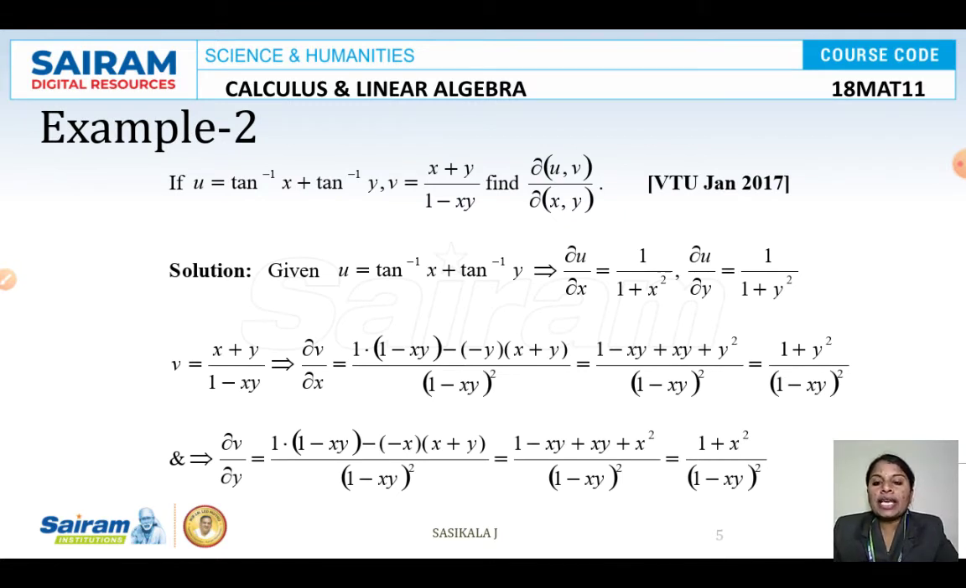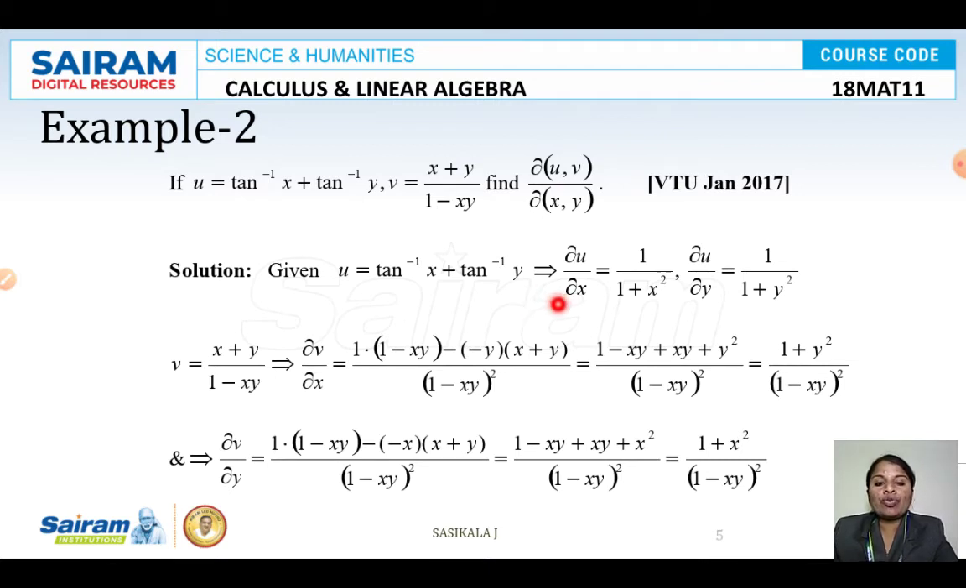If u is tan inverse x plus tan inverse y, where v is equal to x plus y by 1 minus xy, then we need to find dou of u, v by dou of x, y. Here u and v are functions of x and y, similar to the previous one. First write the given one. As per the determinant formula, we need dou u by dou x, dou u by dou y, and then dou v by dou x, dou v by dou y.